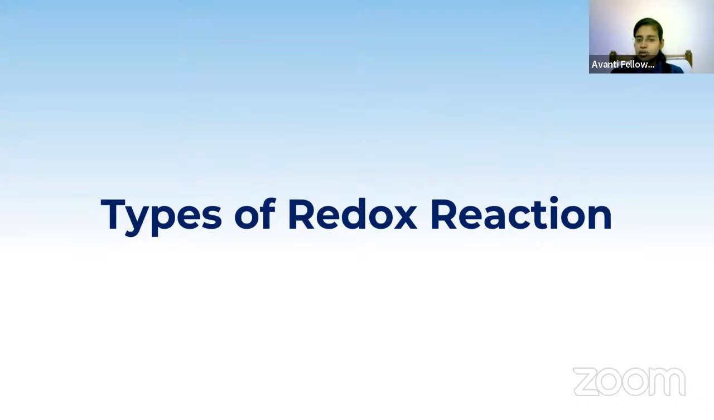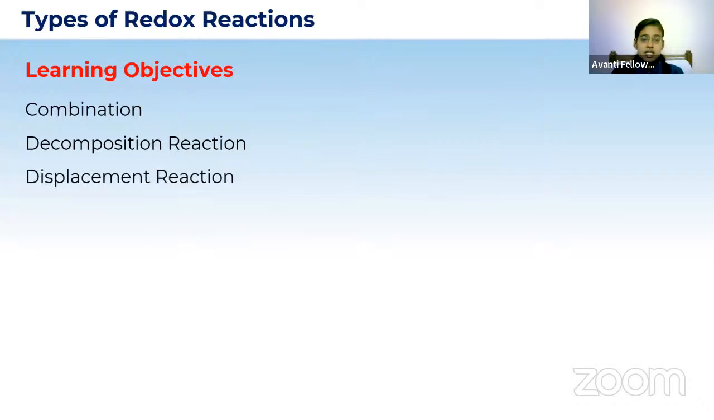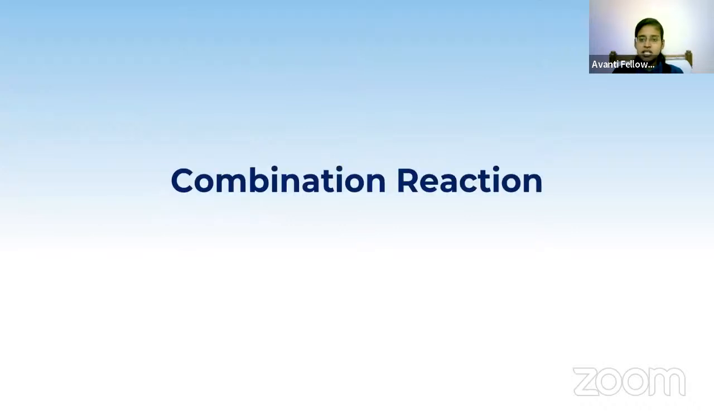Under this topic, the learning objectives are that we are going to study 4 types of reaction. The very first is combination reaction. The second is decomposition reaction. Third is displacement reaction. And the fourth type is disproportionation reaction. These are the 4 types of reactions we are going to discuss in today's class. Now let's start with the first, combination reaction.